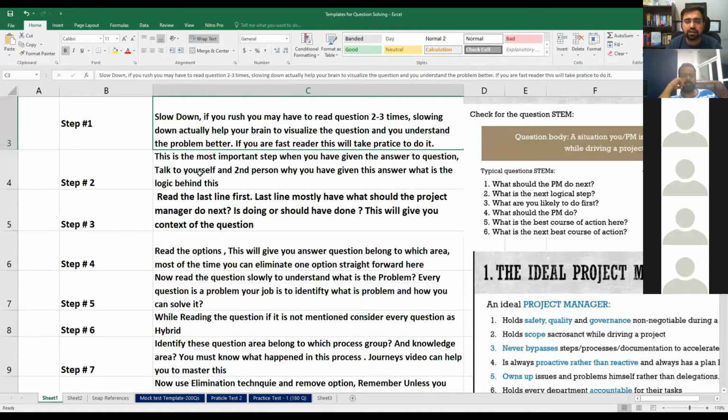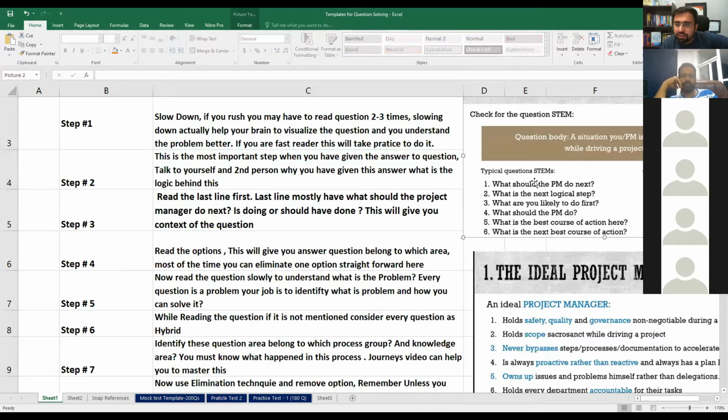So the second step is the most important one. Whenever you are reading the question, read it as if you are a second person explaining it to someone. For example, if I'm asking Khalid, I should talk to Khalid: hey Khalid, what should the PM do next? Now, Khalid, as a responsible project manager, knows where we are in the project. Why? Because of the last line of the question.